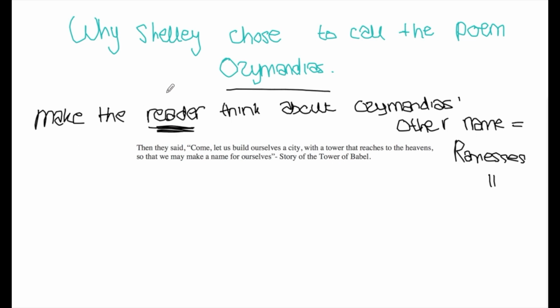So, essentially, what I'm saying is Shelley called the poem Ozymandias deliberately, so that the reader, who would have been educated, who, even though they weren't well versed in ancient Egypt, still would have known that Ozymandias was known as Ramses II. They would have known that much at least. They would have known that Ozymandias had a second name.